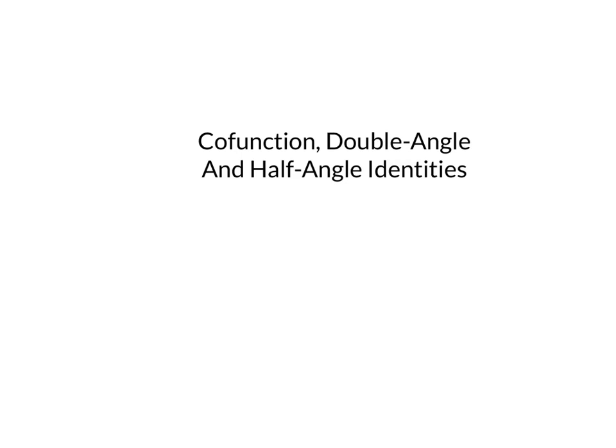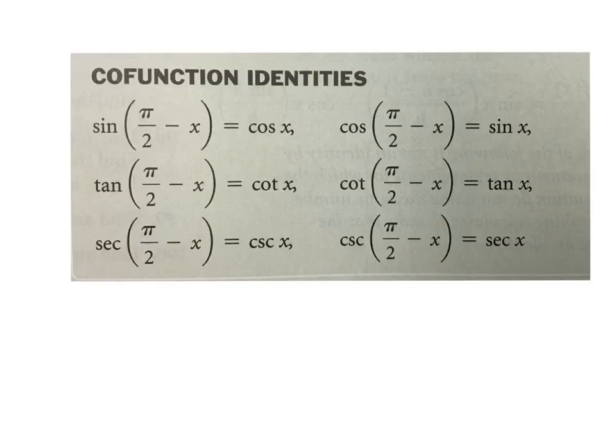Alright guys, we're going to work with some identities: cofunction, double angle, and half angle identities. You really got to stay with me on this, and we'll battle through them, and we'll make it fine, but just really hang in there. Alright, you need to add these to your sheet.